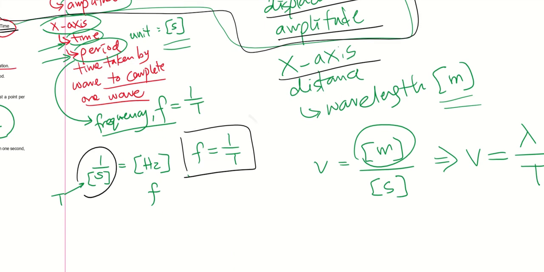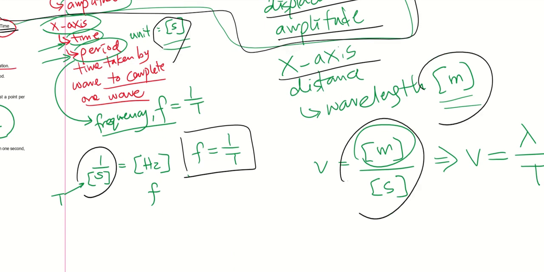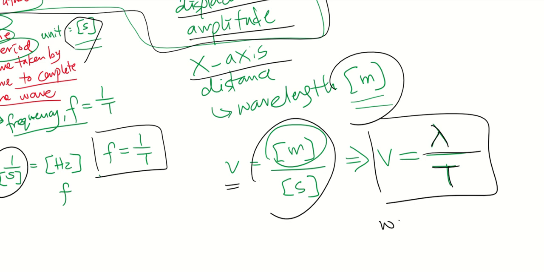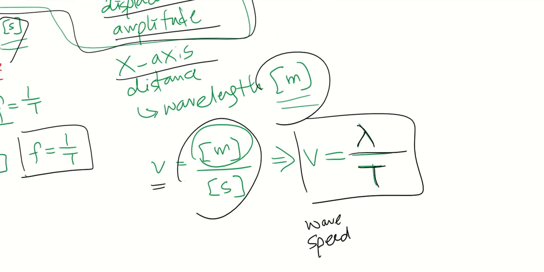Now we have meters and we have seconds. We put them together. Meters over second is the unit for speed. So speed has a unit of meter per second. Now, how do we get meters? We can get it from our wavelength. How do we get seconds? We get it from our period. So we have this formula to find the wave speed: v equals lambda over T.